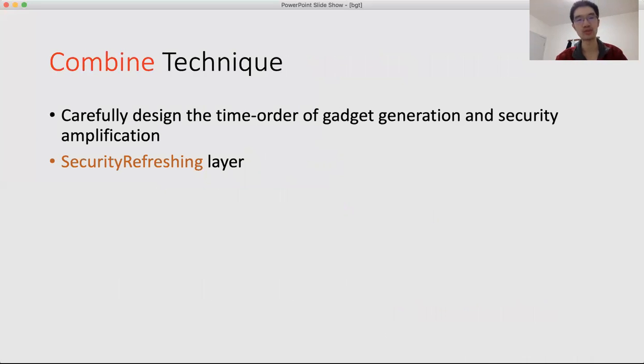So we need to do more. What we're going to do is to carefully design the time order of gadget generation and security amplification. We don't want to generate many gadgets altogether and combine them. We want to design the order of these two steps more carefully. And what's more, we'll use a layer called security reflection layer. This will help us decorrelate different keys.